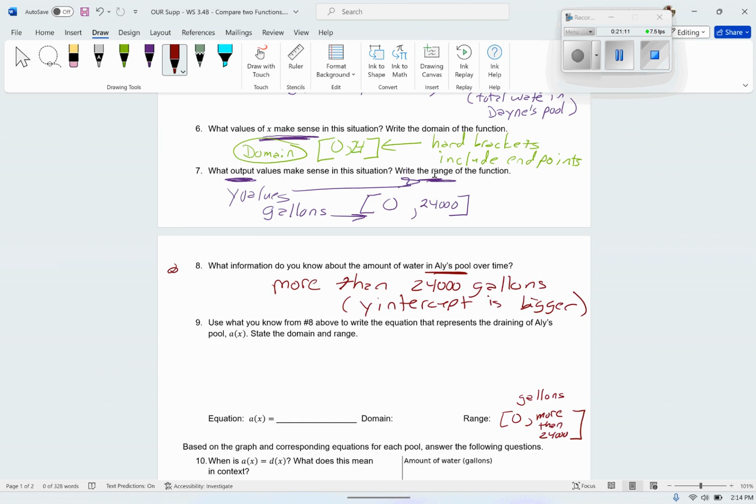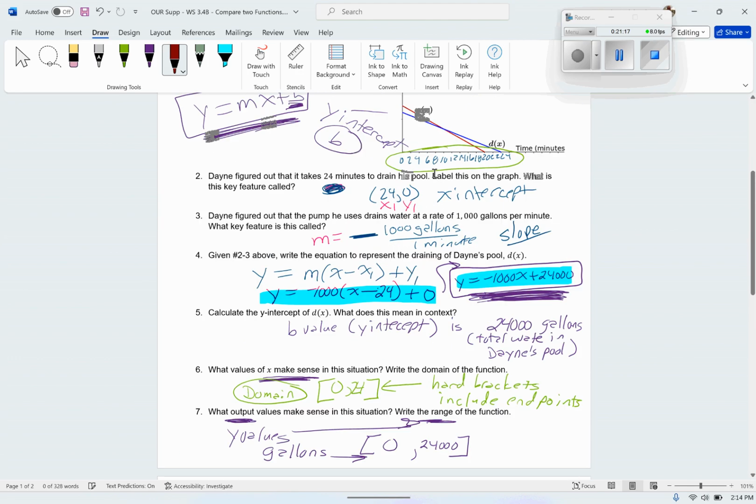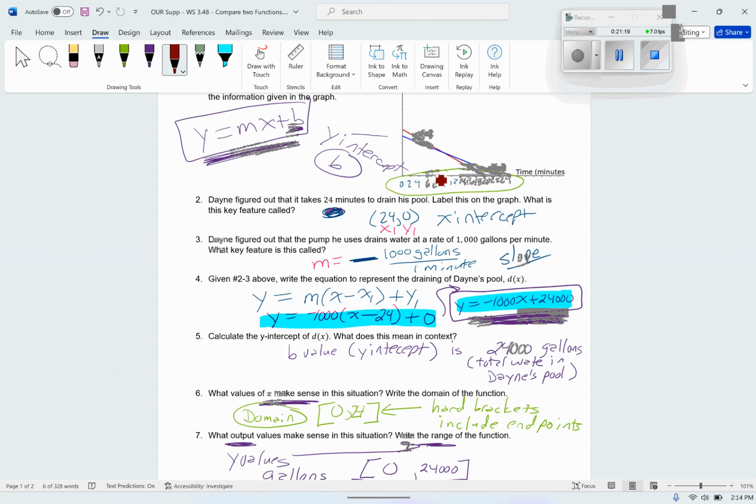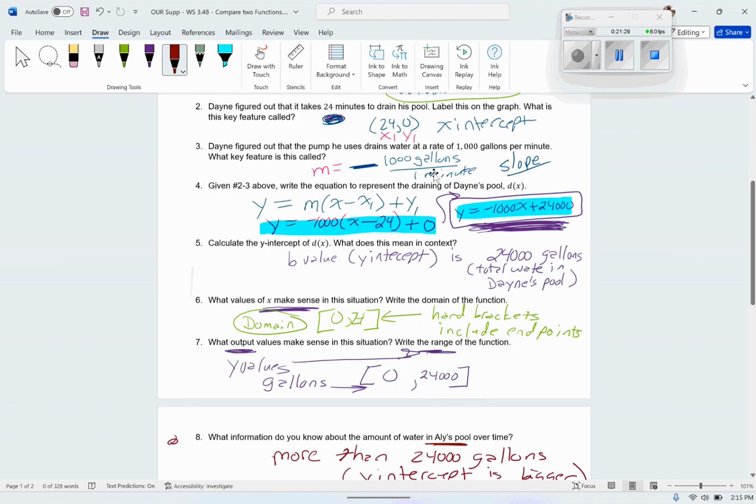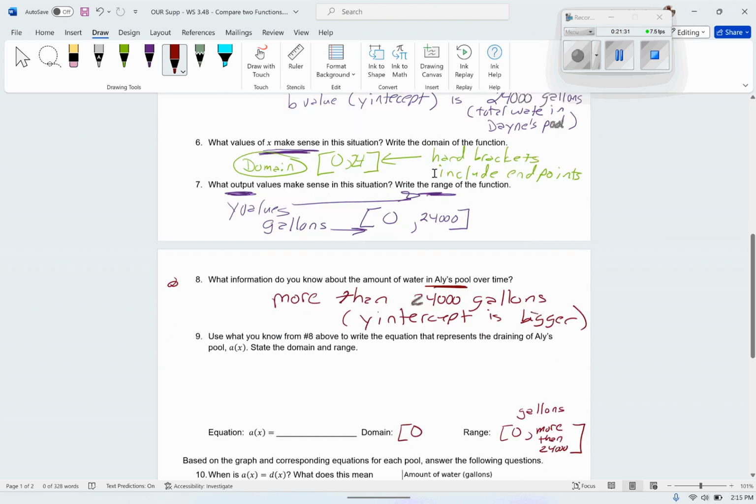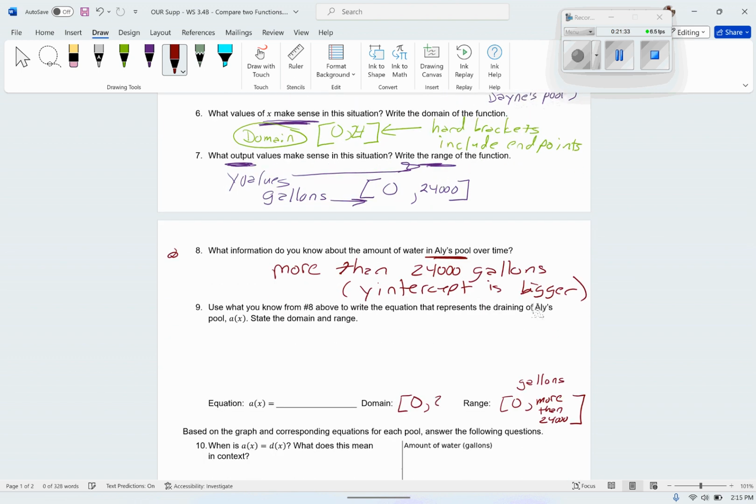What about the domain? Her domain, 0 to, what does it look like? Where does that red cross right there? It crosses at about 20. Cross at 20, you think? Okay. So her domain, these are going to be the minutes.